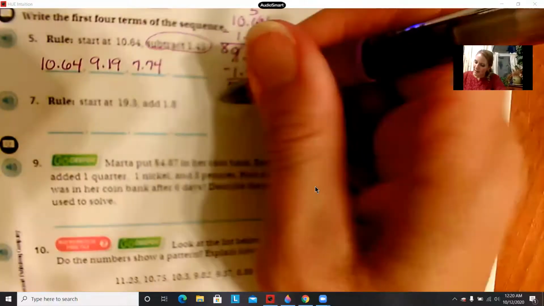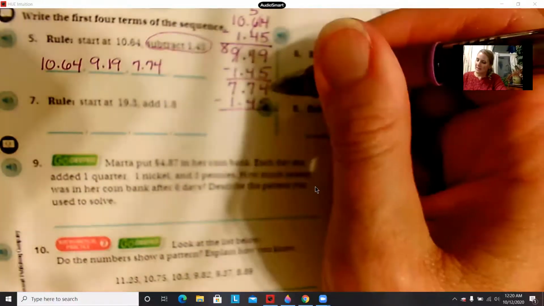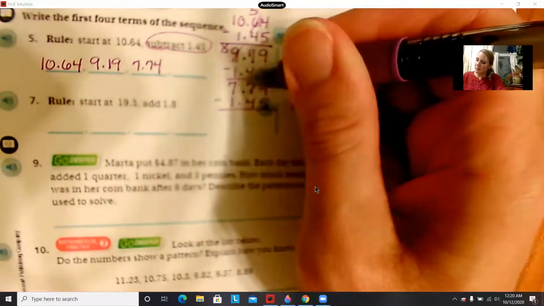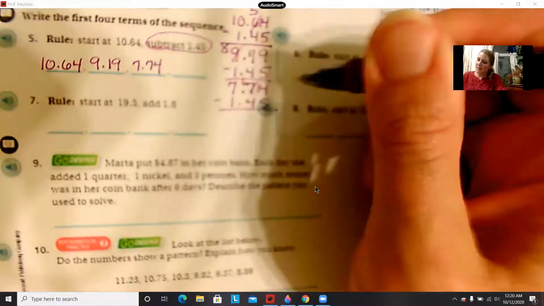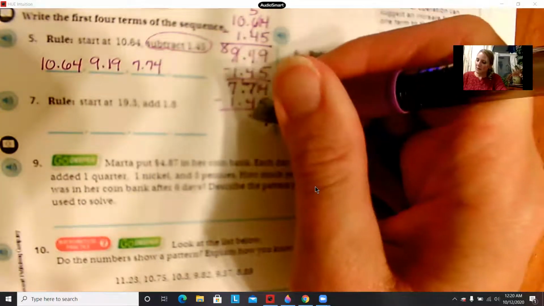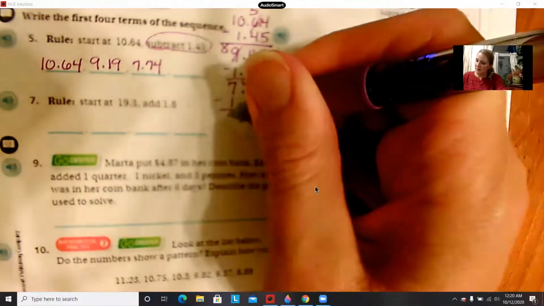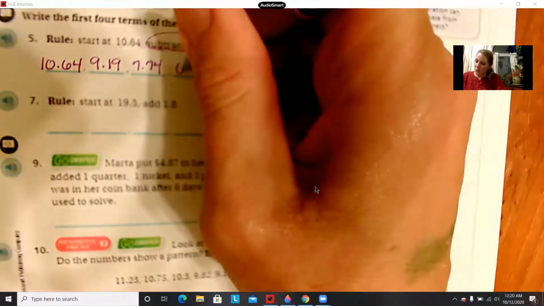And now use my rule one more time. Subtract 1 and 45 hundredths from that. All right, I can't take 4 minus 5, so I have to go next door and borrow. Make me a 6 and put your 1 here in front of the 4. 14 minus 5 is 9. 6 minus 4, of course you got it, is 2. And 7 minus 1 is 6. So my last term in the sequence is 6 and 29 hundredths.